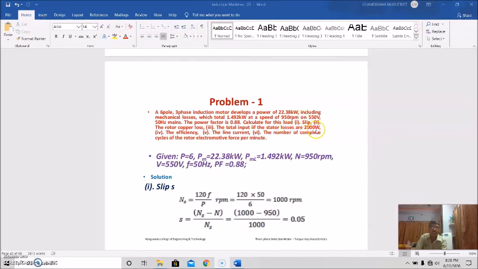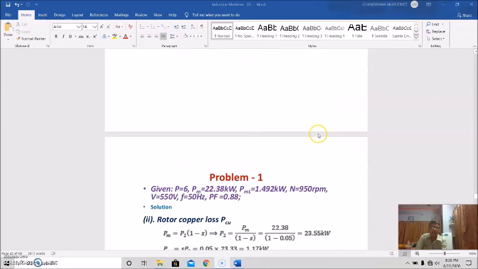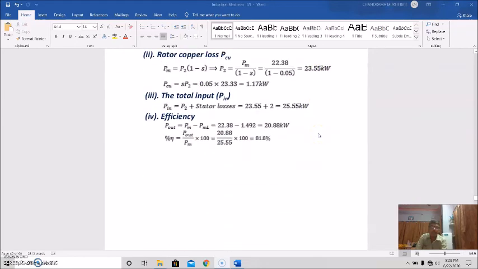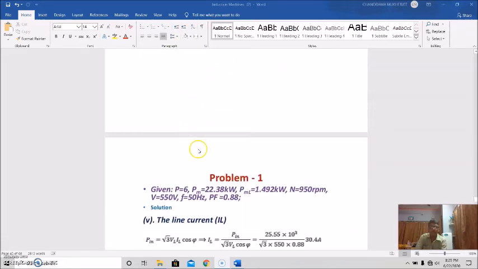The stator losses are 2 kilowatts. So you will get the input power. Efficiency is equal to the output, that is the developed power, minus losses. So efficiency equals P out by P in into 100, and that is the motor efficiency. That's all about the problems from the different relationships.